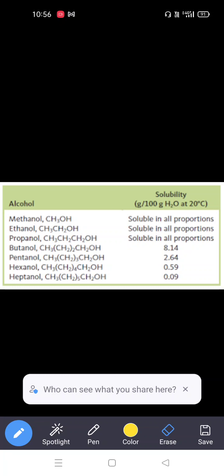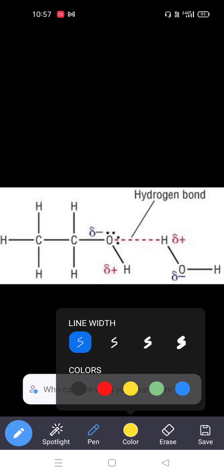So what are the solubility factors? Generally, alcohols with fewer carbons are easily soluble because of the formation of hydrogen bonds between the water molecules and the alcohol. So let's see what is happening. This is the hydrogen bond between the OH group and the water molecule.